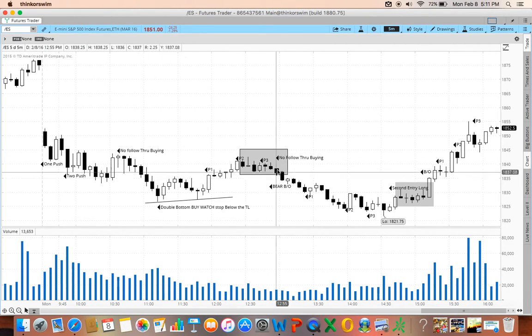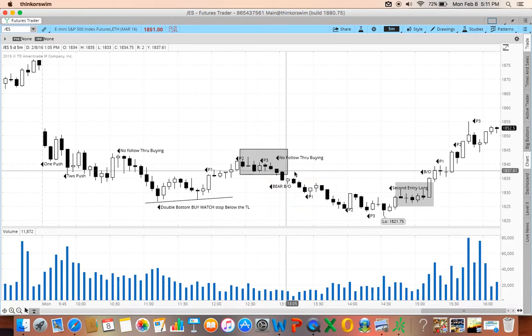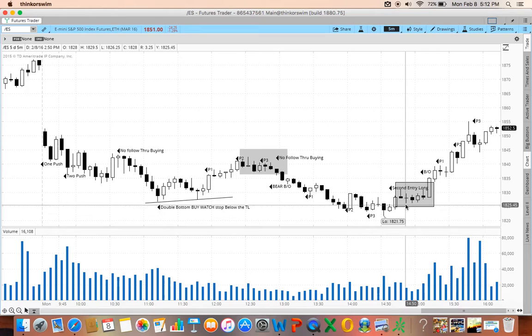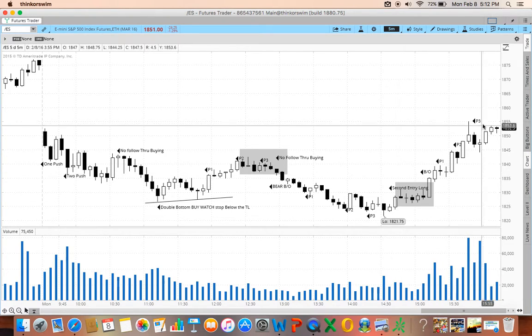No follow through means whenever there is no follow through buying, bulls like you and me will be disappointed. Whenever there is no follow through selling, bears like you and me will be disappointed. So we will see the price go towards the other side of the trading range, the other side of the price action. That's what we saw here.